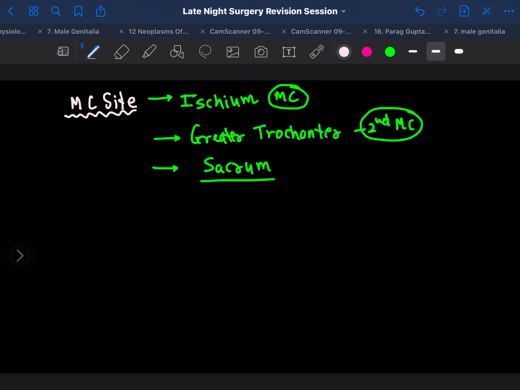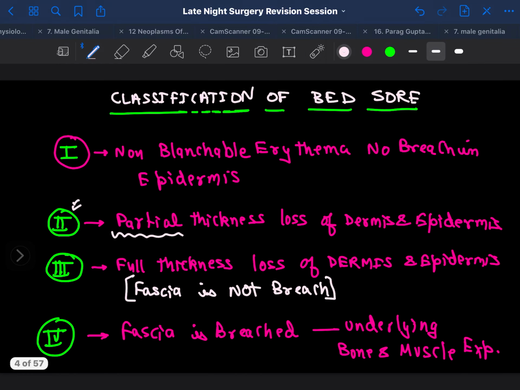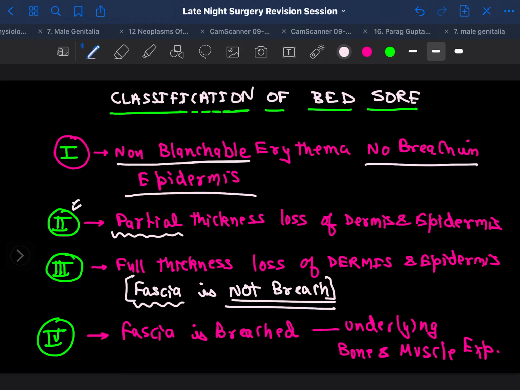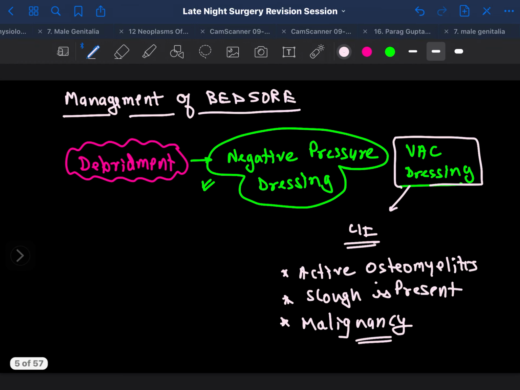I told you the most common site is the ischium, the second most common site is the greater trochanter, and then comes your sacrum. And the classification is important. In stage 1, you get a non-blanchable erythema, and there is no breach in the epidermis. In stage 2, there is a partial thickness loss of the dermis and the epidermis. In stage 3, there is a full thickness loss of the dermis and the epidermis, but the fascia is not breached. In stage 4, the fascia is breached and the underlying bones and muscles are exposed. So this is about the classification of the bedsore.